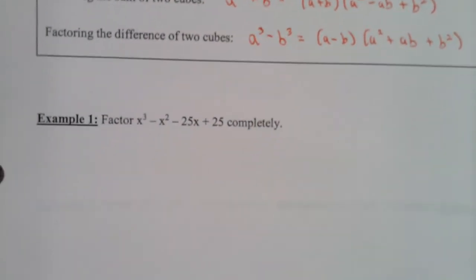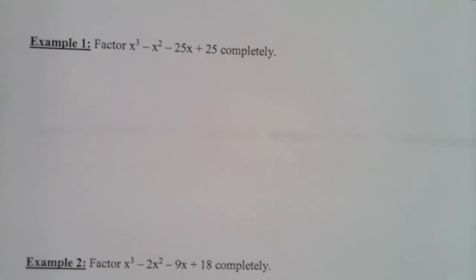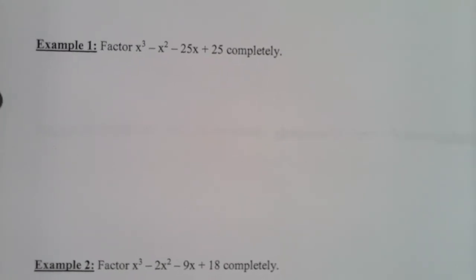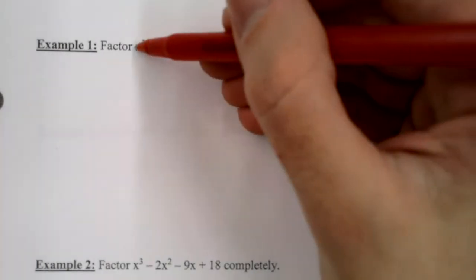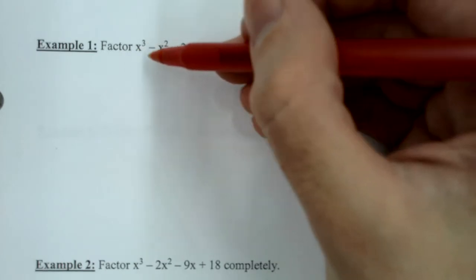Okay. Example 1, factor x cubed minus x squared minus 25x plus 25 completely. So your first step is always check to see if there's a GCF between all the terms. And this one, there is none. So what we're going to do is factoring by grouping. I'm going to group the first two terms together because I know they have a common factor, and we'll take out the common factor of x squared.